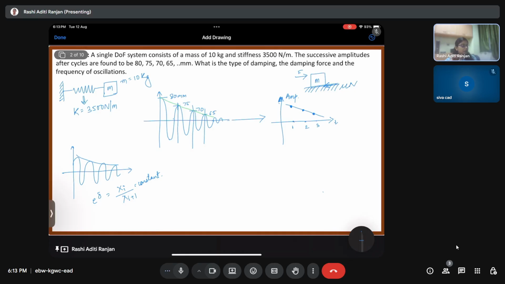But the other question says the damping force. Now, if you remember that there was this whole derivation of the equation of motion and how we should be using it to know what the damping force is and everything, right? So I'll not get into that. I'll just write the equation. Damping force was nothing but the friction force, which is mu N. N is the normal and mu is the coefficient of friction.